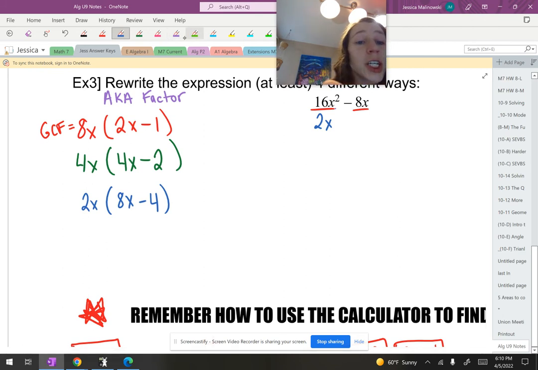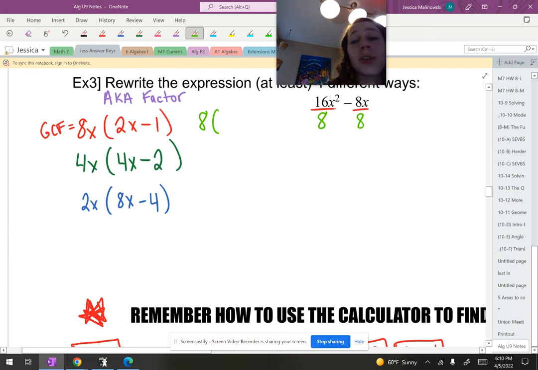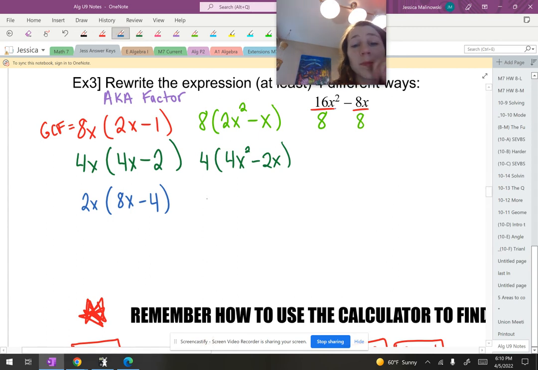But I could, instead of taking an 8x out, I could just take out an 8. If I take an 8 out, then I'm just left with 2x squared minus x, right? Those x's aren't going to change at all. Keeping that pattern in mind, I can take out just a plain old 4 and leave me with 4x squared minus 2x. I could take out just a 2, leaving me with 8x squared minus 4x.